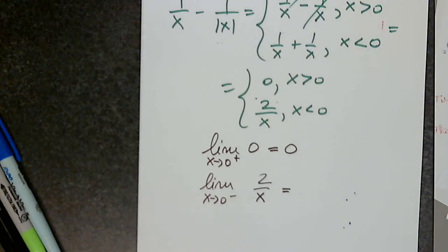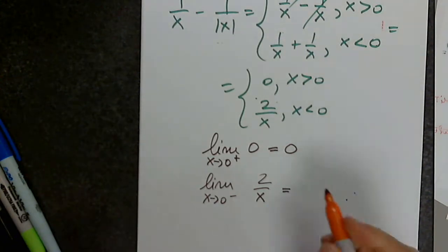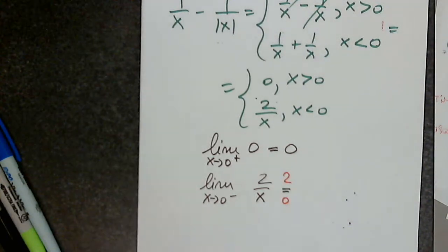Okay, now I have to think. I have to remember how to graph 2 over x. Or you can say, okay, I plug in 0, I see it's 2 over 0. Or you can think of the graph too. So 2 over 0, I know the limit cannot exist. It's either infinity or negative infinity or DNE.